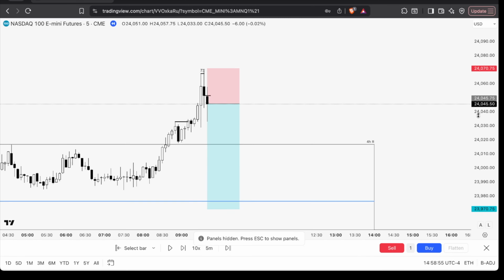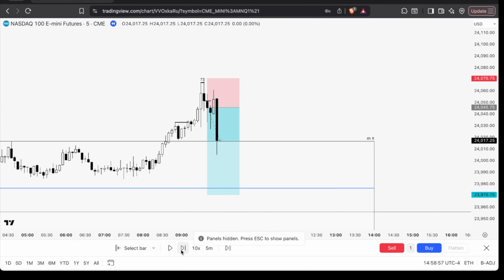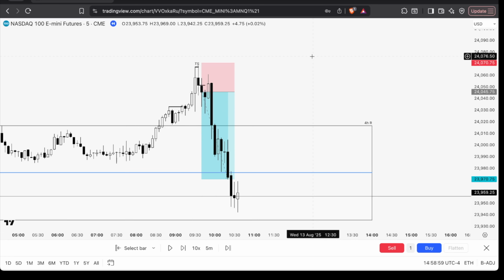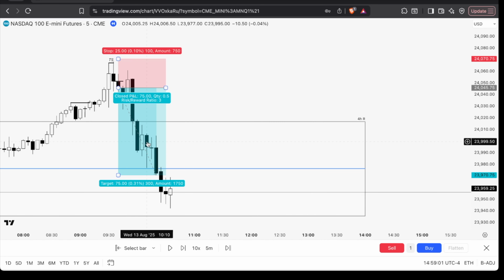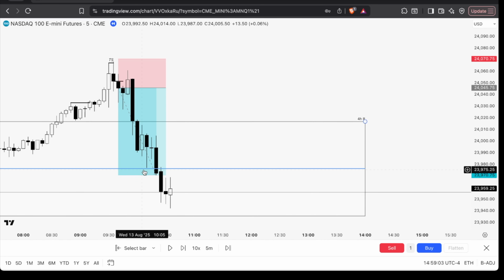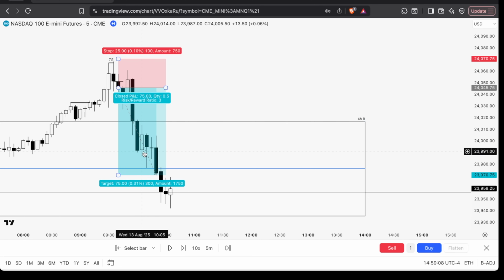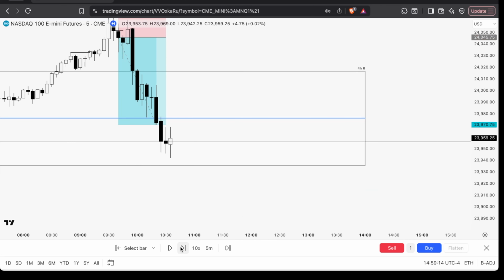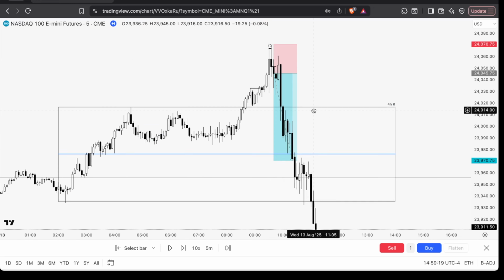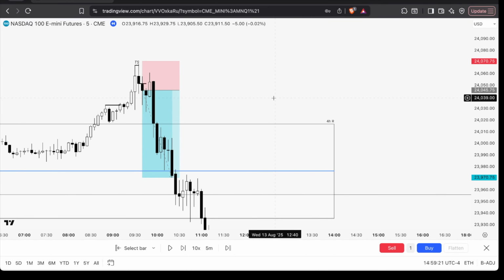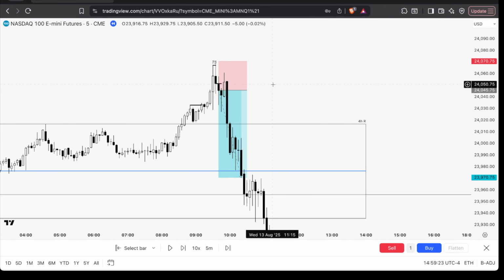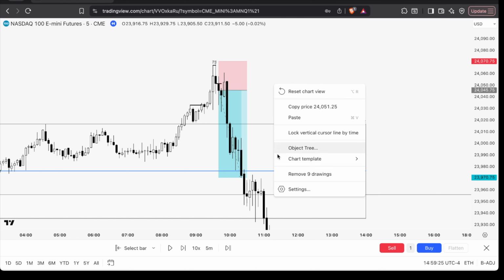So let me play it out and let's see what happens. There we go. As you can see, this candle took out the 50% and then kind of went back up. Still the price followed through and took out this 4-hour low right here. So basically, this was just a really good trade.